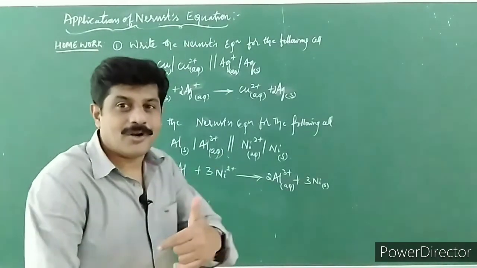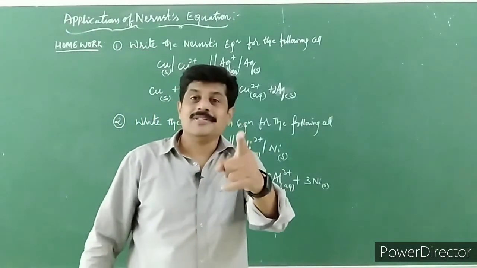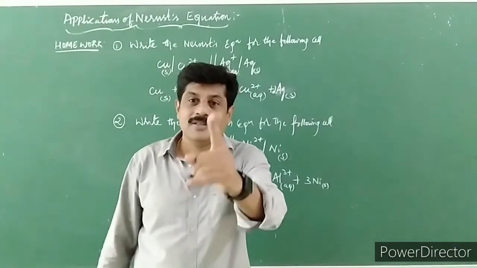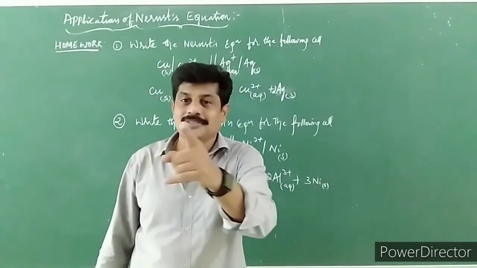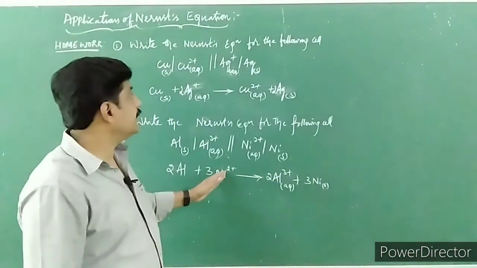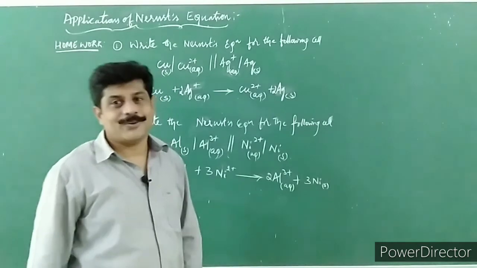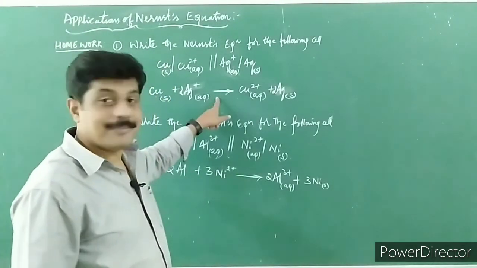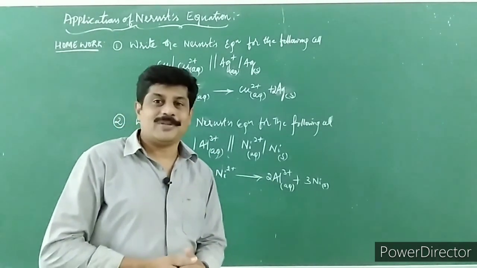Children, just now you have learned how to write the Nernst equation for general redox reaction. Children, follow the method which I have taught under general redox reaction. You can easily write Nernst equation for any kind of electrochemical cell, provided you know the balanced chemical equations for that kind of electrochemical cells.